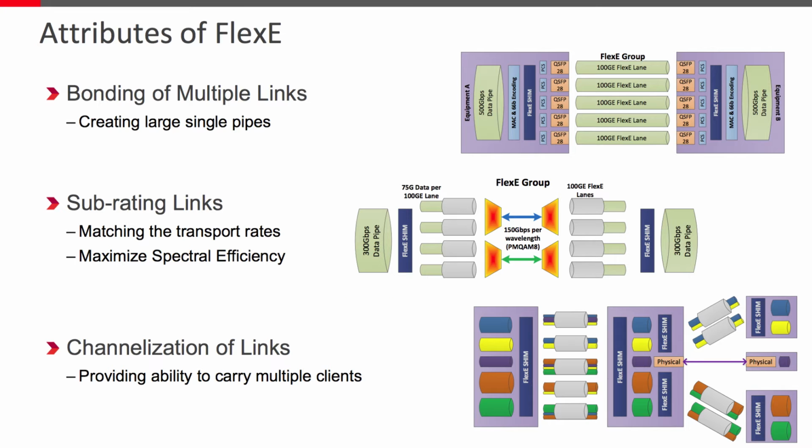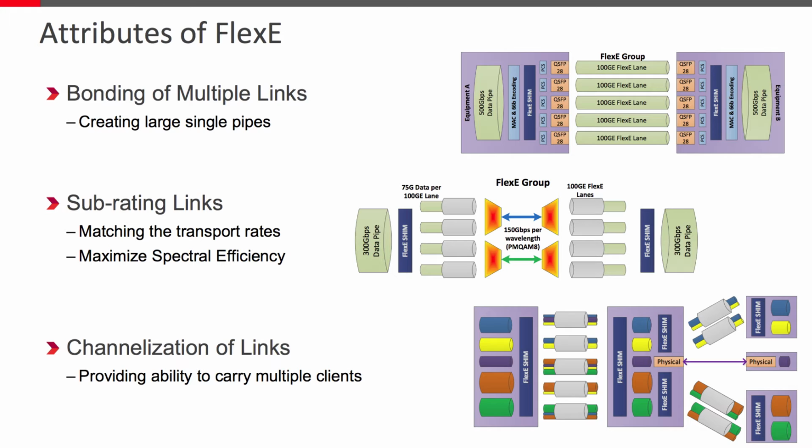So we'll go over the attributes of FlexE. Bonding of multiple links is accomplished as shown here in the diagram. Here, where we have a 500 gig signal, or 500 gig MAC rate, that gets processed in a MAC, a FlexE shim, and then that gets distributed over 100 gig physical links, and that's transported over a FlexE group.